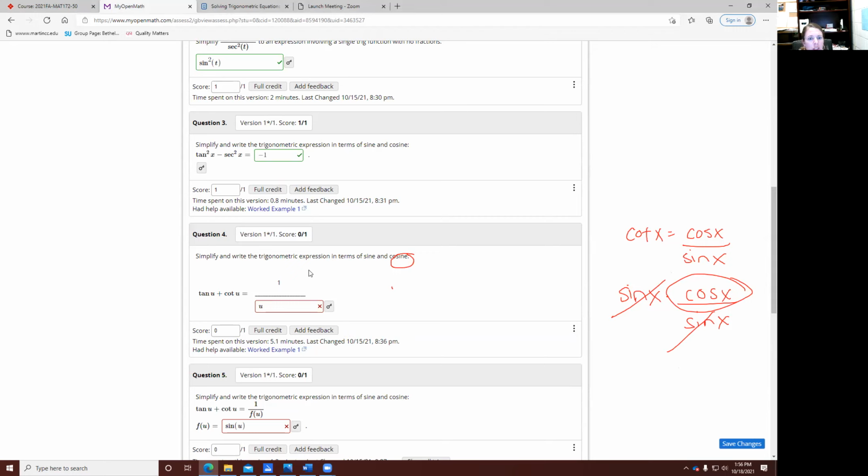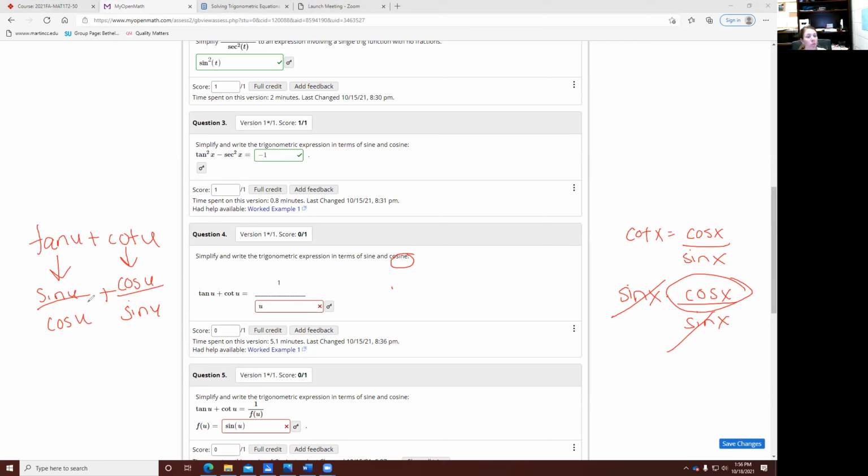Simplify and write the trig expression in terms of sine and cosine. Same process here, okay? So tangent of u plus cotangent of u. How can I rewrite these so that they're in sine and cosine? Again, you need to have all your identities written out so that you can go back and look at this. Well, I know that tangent of u is sine of u over cosine of u. And I know cotangent of u is cosine of u over sine of u. Okay. So now this says 1 over that. So I need to figure out, how can I get a 1 on top here? Well, the way that we do that is we have to add these. And to add these, you have to have a common denominator.